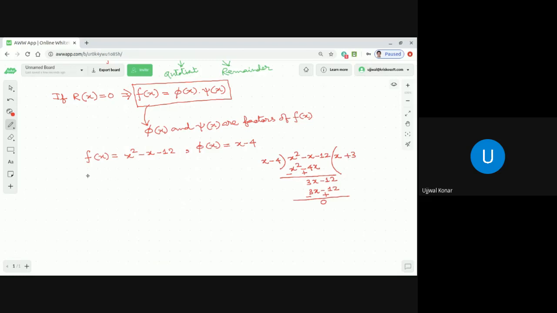So what can we write from here? We can write that f(x), that is x square minus x minus 12, should be equal to x minus 4, that is phi(x). And what is psi(x)? Psi(x) is the quotient, that is x plus 3.